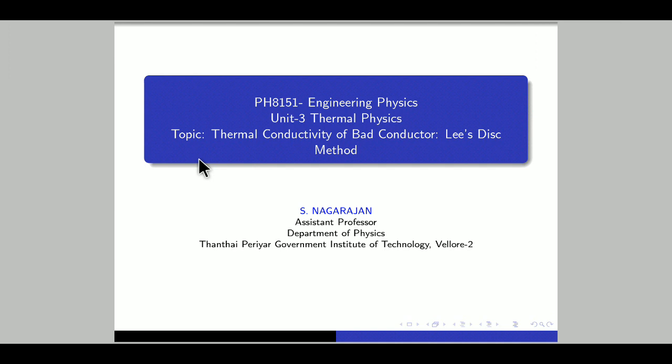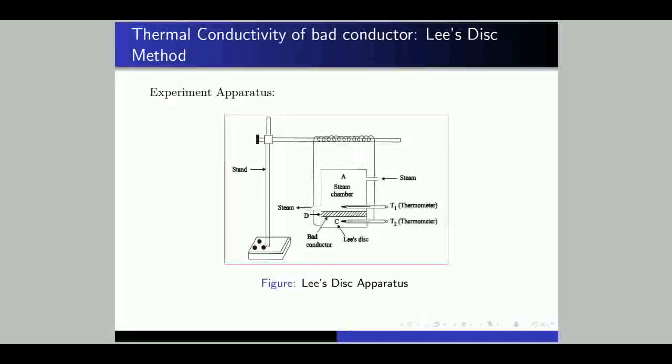In this presentation, I am going to discuss the topic thermal conductivity of bad conductor, Lee's disc method. Here, the Lee's disc apparatus is shown in this figure. It consists of a Lee's disc C, a bad conductor D, and a steam chamber A, and two thermometers T1 and T2 are inserted on the steam chamber and the Lee's disc to note down the temperature.